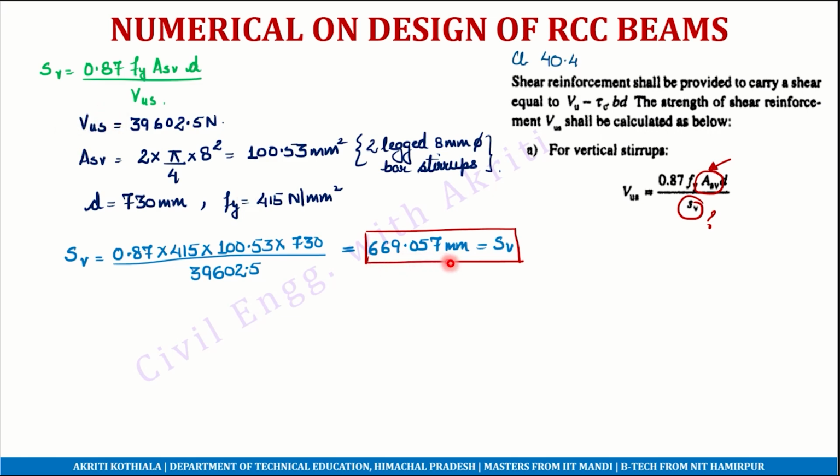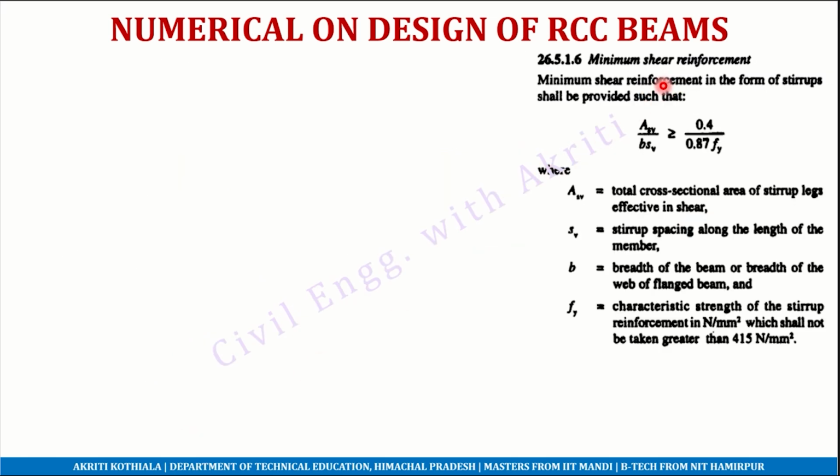669.057 millimeters. However, we have to provide a check to the minimum shear reinforcement which we are going to provide. So as per clause 26.5.1.6, we have to use this formula for the minimum shear reinforcement, in which we can again calculate the value of SV from here. This is the maximum.